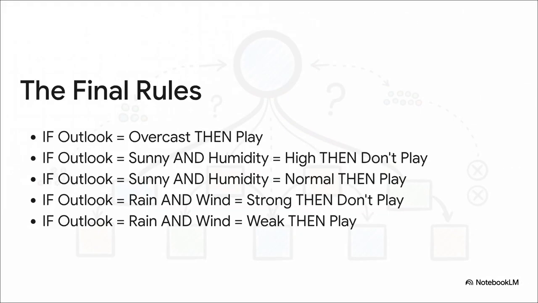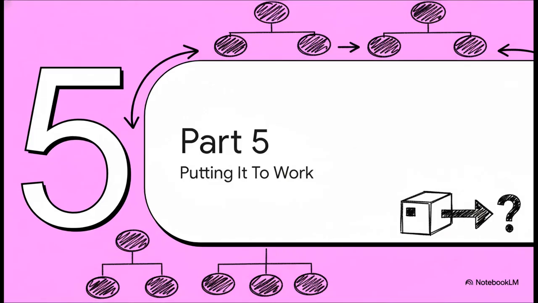And after running this process over and over again, the machine generates this, a set of clear, human-readable rules. This is the insight that it's pulled out of all that raw data. It's not just a table of facts anymore. It's an actual strategy for making a decision. So, we've built the tree, which is really just a fancy set of rules. How does the machine actually use it to make a brand new prediction?